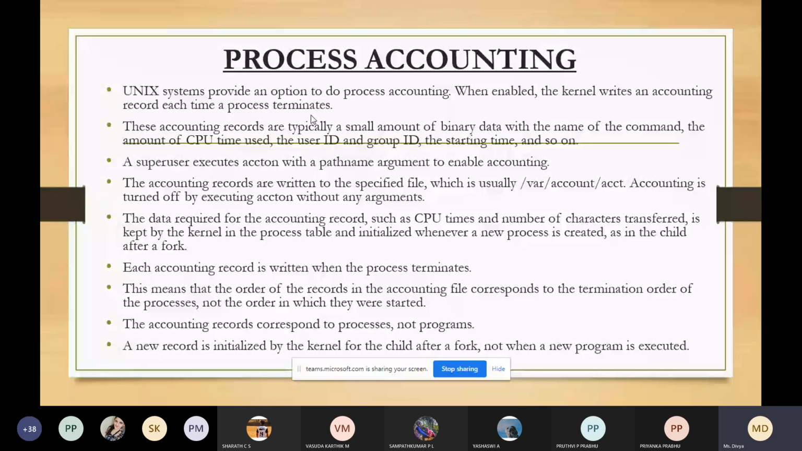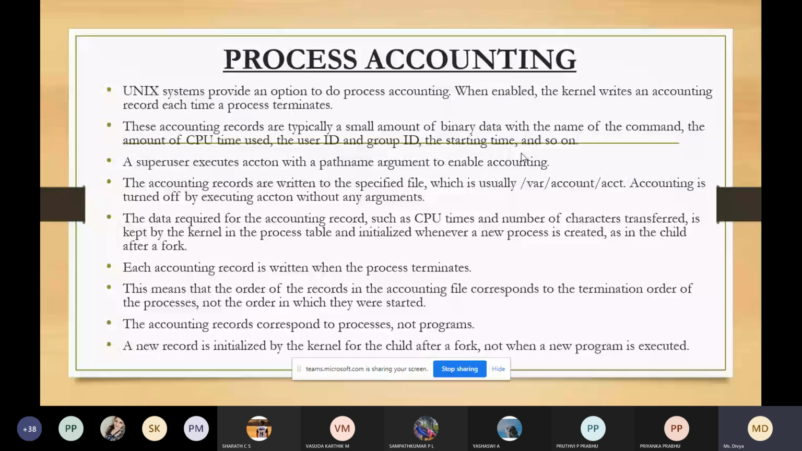As I already said, the typical record is of 32 bytes of binary data. The accounting records are typically a small amount of binary data with the name of the command. It will have the amount of CPU time used, user IDs, group IDs, starting time, and a few more pieces of information.